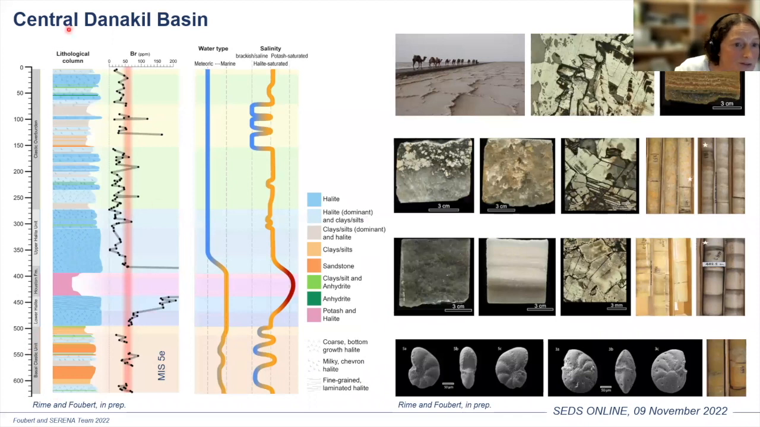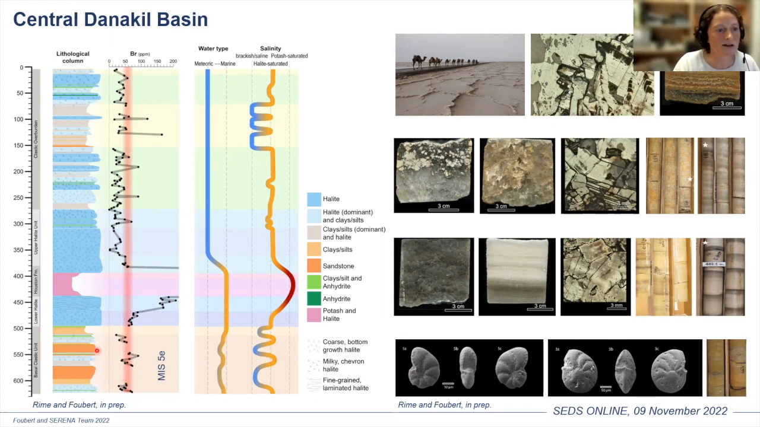This is one of the reference core wells in the central part of the Danakil Depression. So we have a well of 625 meters, more or less. The lowermost part of the core sections represents what we call a marginal marine environment, characterized by marine microfauna, but also a quite high bromine content. We have been measuring the bromine content in the halites.